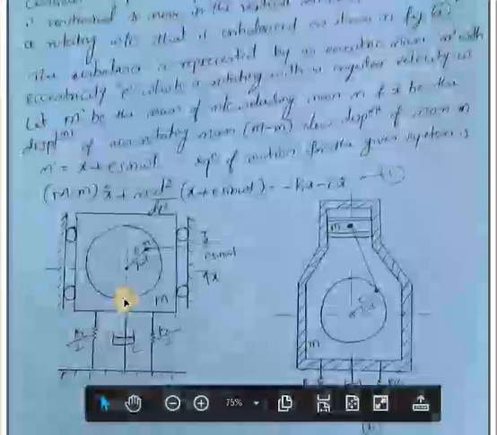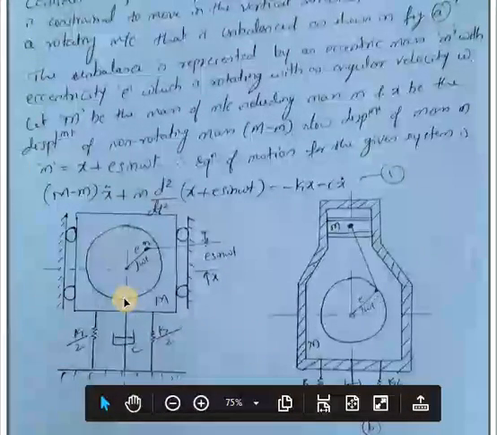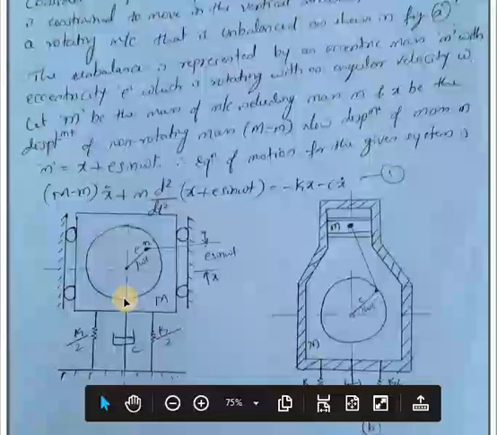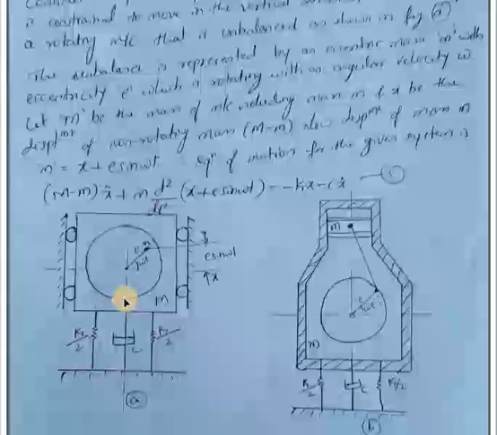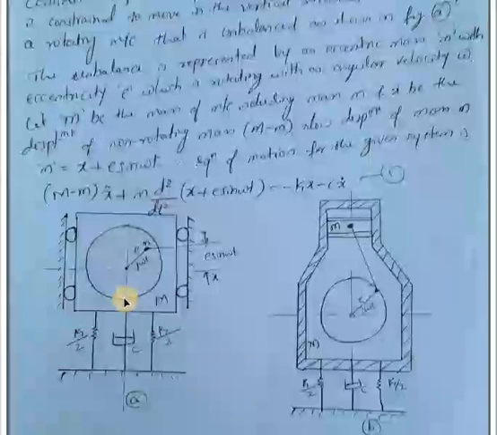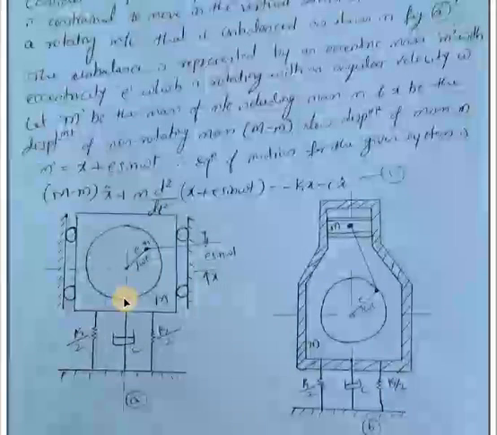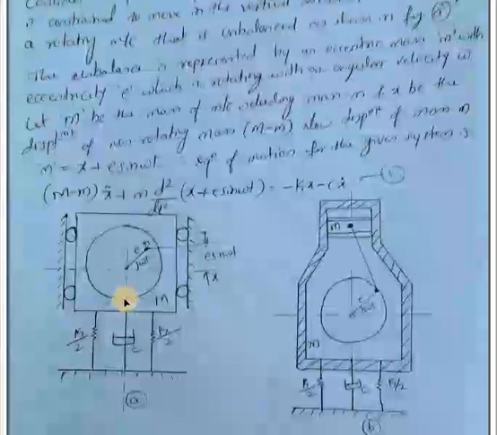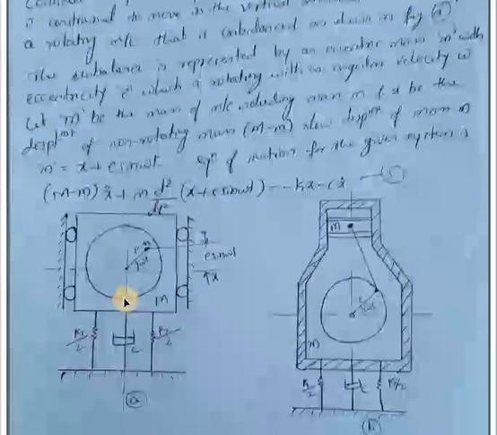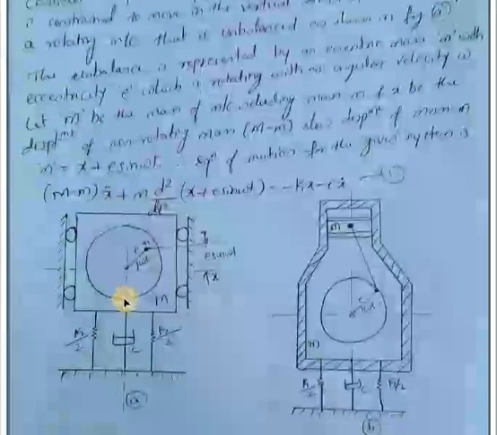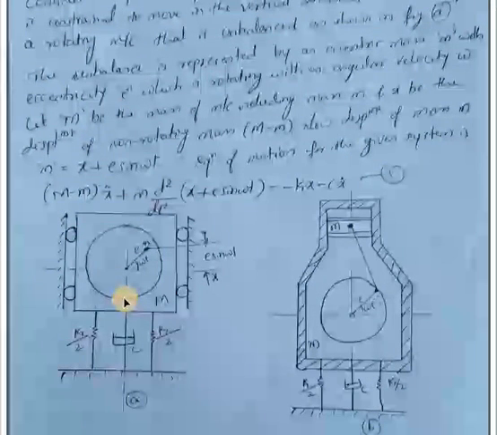Here the unbalance is represented by an eccentric mass m with eccentricity e, which is rotating with an angular velocity omega. Let capital M be the mass of the machine including mass m, and x be the displacement of the non-rotating mass, that is M minus m. Now the displacement of mass m is given by x plus e sine omega t.